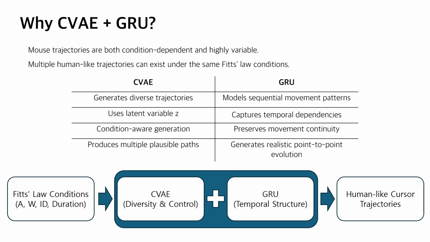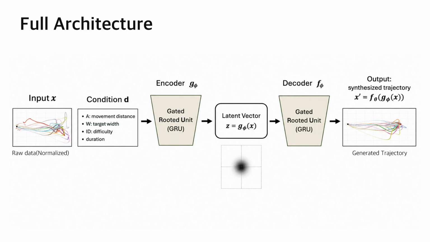So why are we combining CVAE and GRU? Mouse trajectories are both condition dependent and highly variable. Multiple human-like trajectories can exist under the same Fitts' law conditions. CVAE gives us diversity and control based on the Fitts' law conditions A, W, and ID, and duration. GRU gives us the temporal structure needed to generate these as coherent sequences. Together, they produce human-like cursor trajectories.